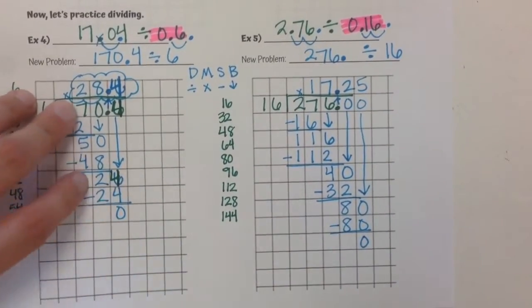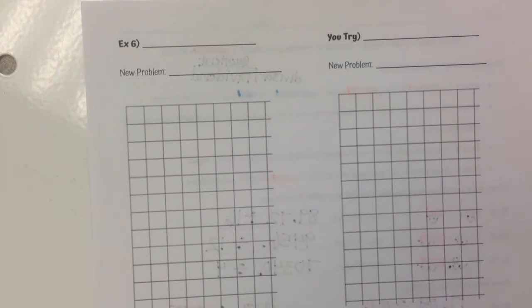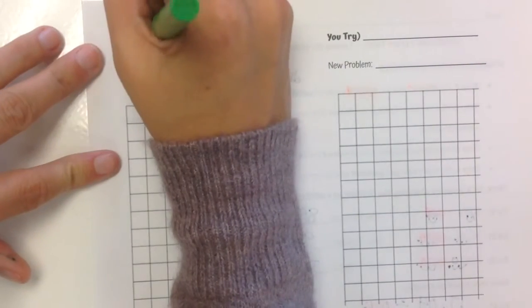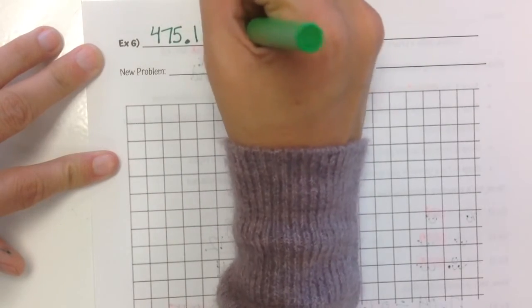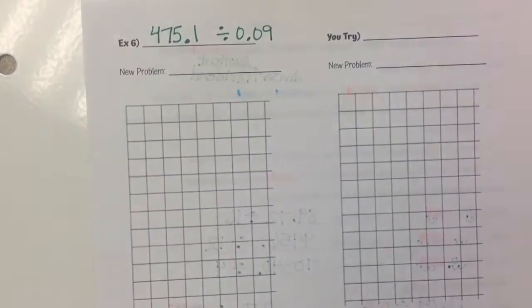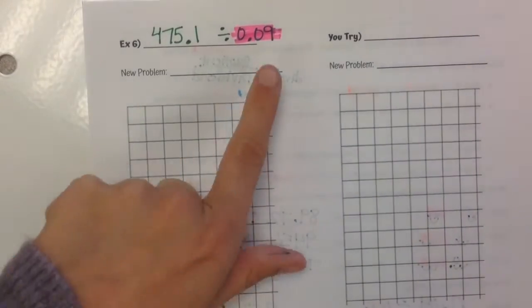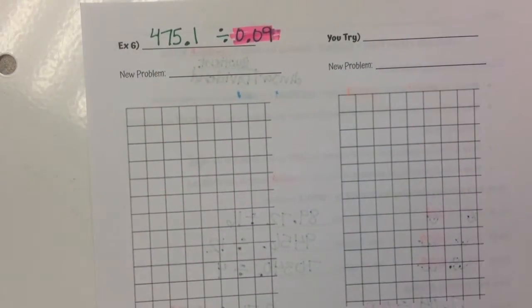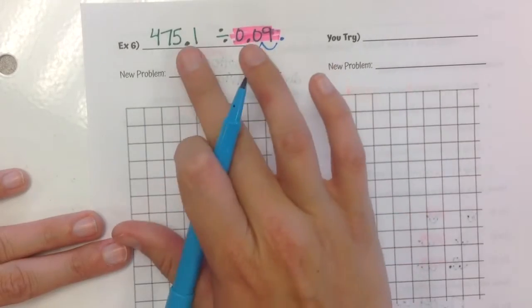Let's do one more, and then I'm going to have you try one on your own. So this next problem we are going to do is 475 and 1/10 divided by 9 hundredths, so 0.09. So again, first thing I want to do is highlight the divisor, the number I'm dividing by. That has to be a whole number. It does not matter if this one's a whole number. So I'm going to take my decimal and move it once, twice. Well, if I move it twice here, I have to move it twice here.